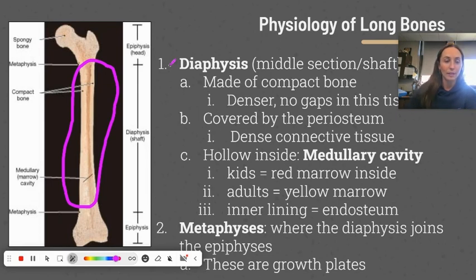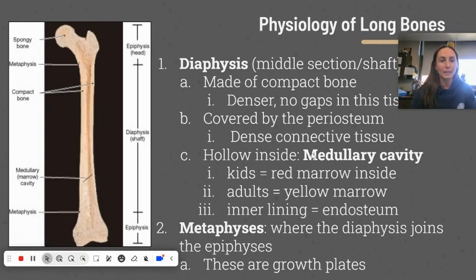If you were to look inside of it, all the way in here, it's very hollow on the inside. That's called the medullary cavity. As kids, we have red bone marrow inside. As adults, we have mostly yellow bone marrow. And that inner lining is called the endosteum. We'll talk a little bit about that later as well. But really the big idea here is this middle section has that nice hollow spot in it, and there's a lot going on in there to help us exist.